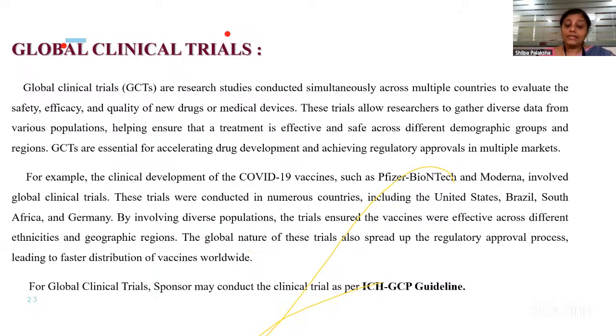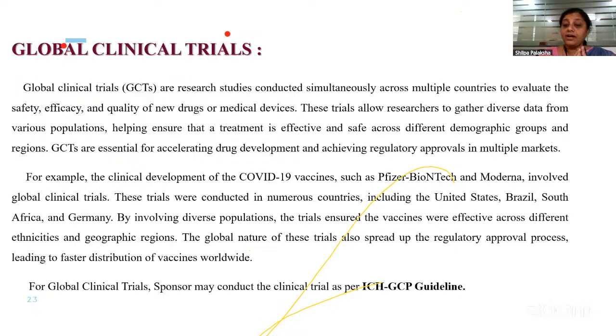For global clinical trials, the sponsor must conduct the trial as per the ICH GCP guidelines. ICH GCP is a guideline which harmonizes different regulatory requirements into one platform, wherein the conduct of the trial is the same wherever you are conducting it, whether in India, the US, or any other part of the world. The process, the way it should be conducted, the requirements, and the documents to be presented will all be specified and common.